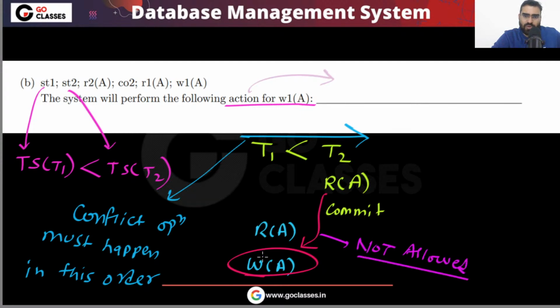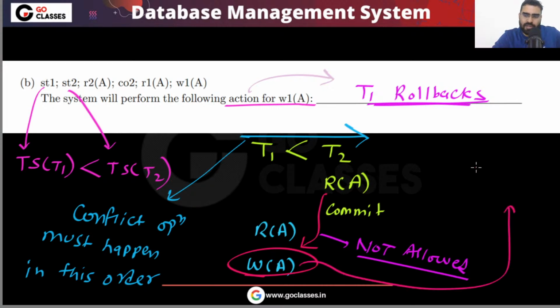So in this situation, what will happen? Your T1 will roll back. Okay, so at this point of time, T1 is going to roll back, right? Yes or no? T1 will roll back at this point of time. So this is unsuccessful, and here T1 rolls back. Okay, let's see the next question.